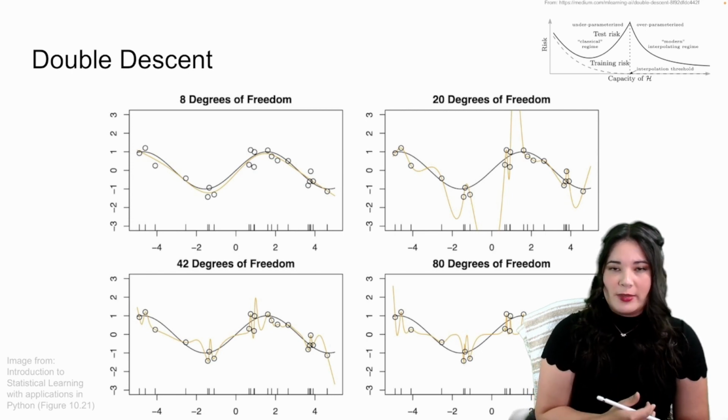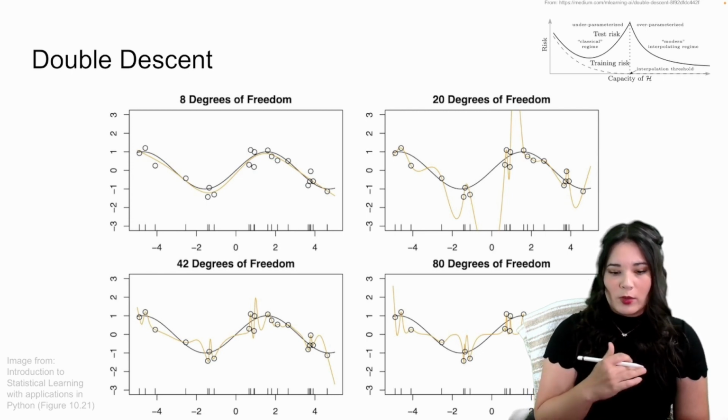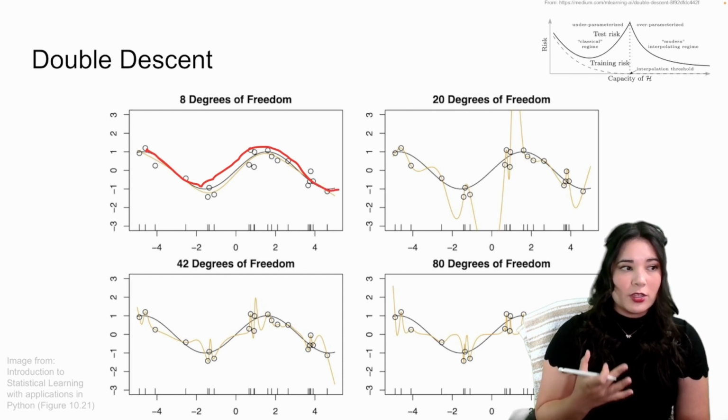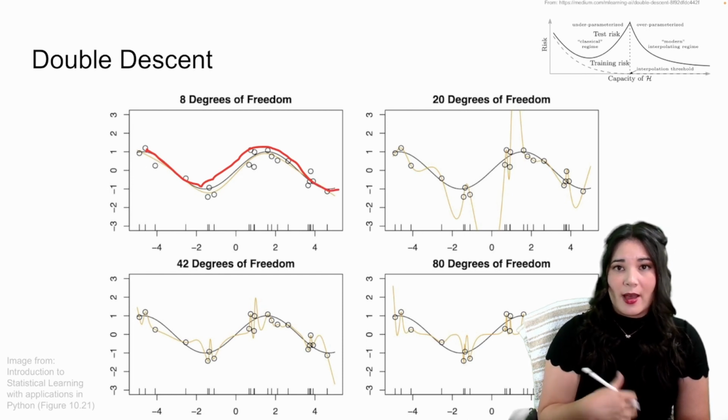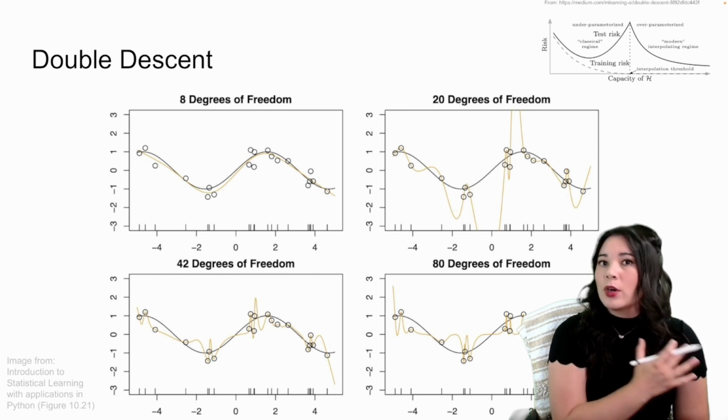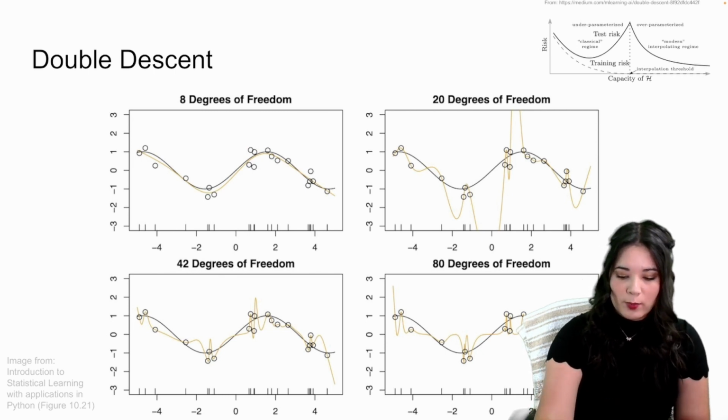In the top two images in this graph, we can see what we're used to. In the left-hand graph, you can see a model that has a moderate amount of flexibility, and you can see that it fits pretty well to the true relationship, which is shown in that black line. This is an example of a model that is neither underfit nor overfit. So we're probably about here in the bias-variance trade-off.